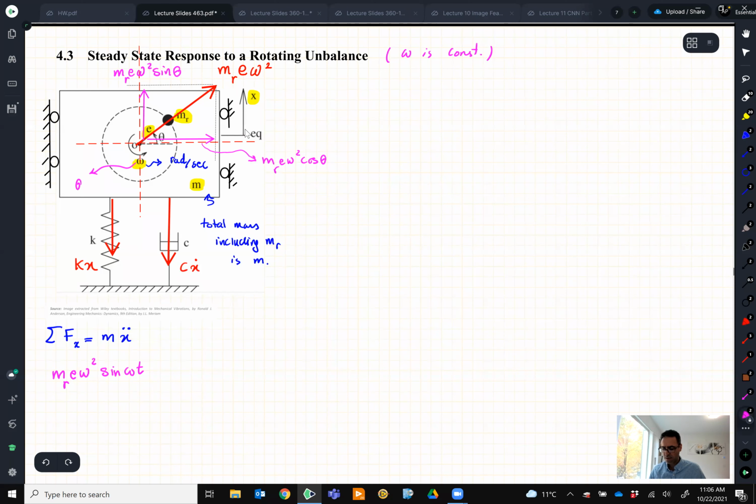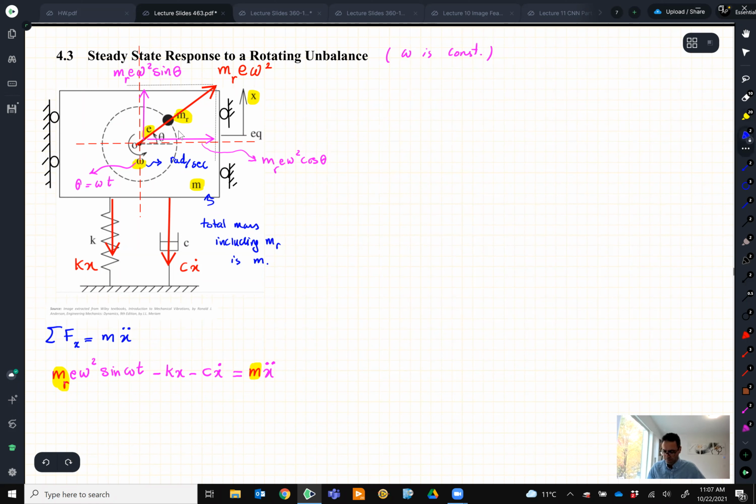Then theta always is omega t, because we like to have it as a function of time. So that's a positive force because it is in x direction. Minus kx minus cx dot is equal to mx double dot. Remember again, this is the total mass m. So we already included these mr in this m. The whole box is moving up and down, has acceleration x double dot, including that little mr inside.